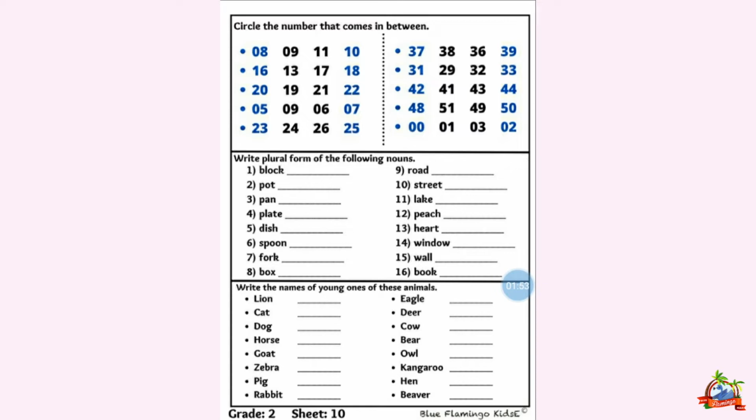Now see the third. 20 and 22. 20 और 22 के बीच में कौन सा नंबर आता है? Think. Which number comes in between 20 and 22? 21. Yes, 21 comes in between 20 and 22. 21 आता है कहाँ पे? 20 और 22 के बीच में. 20, 21, 22. Okay?